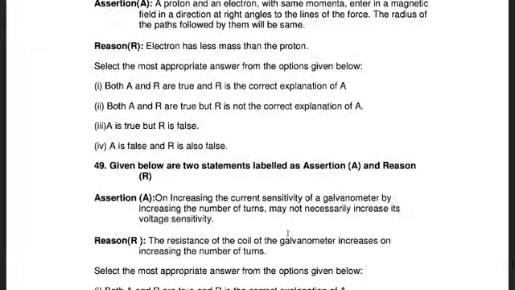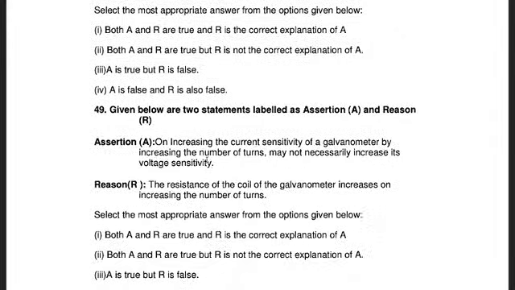Question number 49. Given below are two statements labeled as assertion and reason. Assertion A: Increasing the current sensitivity of a galvanometer by increasing the number of turns may not necessarily increase its voltage sensitivity. Reason R: The resistance of the coil of the galvanometer increases on increasing the number of turns. Select the appropriate answer from the options given below.